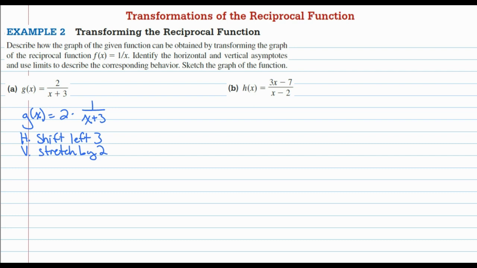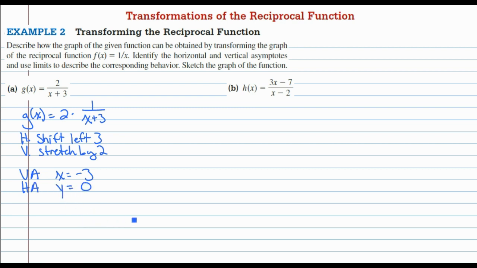Alright, so I described the transformations. I need to identify the horizontal and vertical asymptotes. Well, the vertical asymptote used to be at x equals 0, but that vertical asymptote got moved left 3. So now the vertical asymptote is at x equals negative 3 instead of 0. The horizontal asymptote used to be at y equals 0, but my y values changed. They got stretched by 2. Well, 2 times 0 is 0, so I still have a horizontal asymptote at y equals 0.